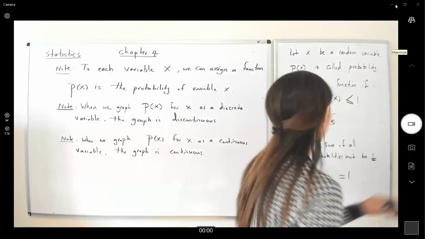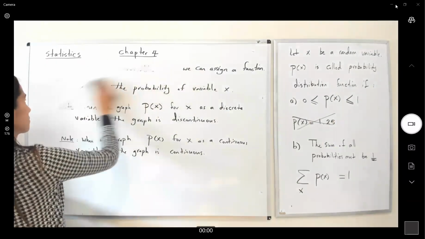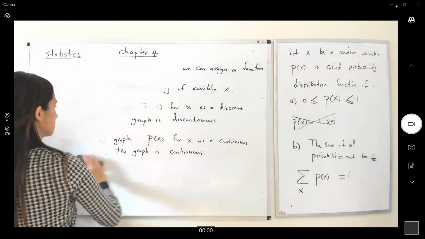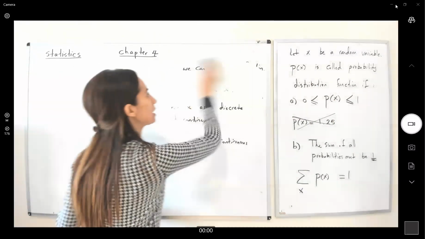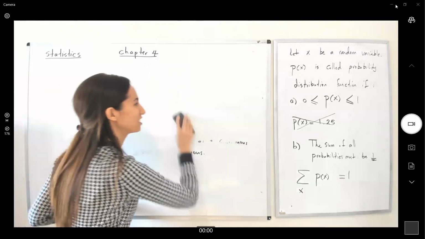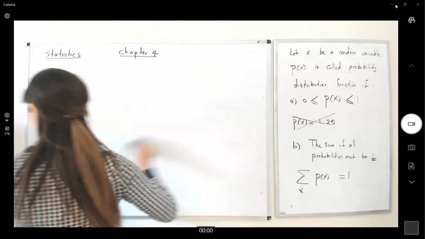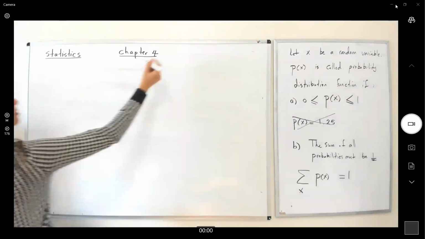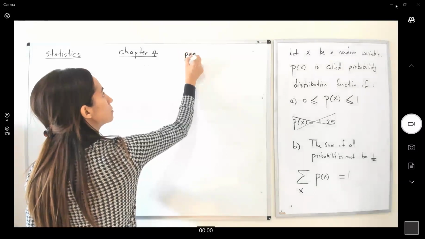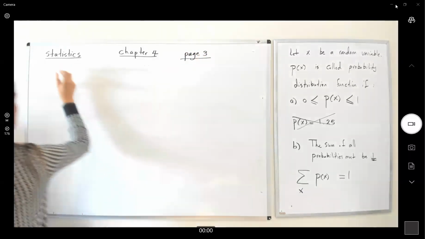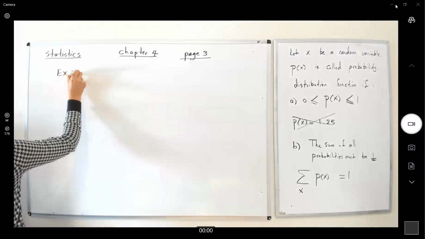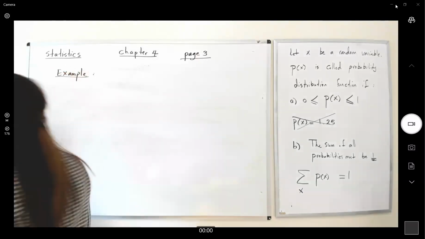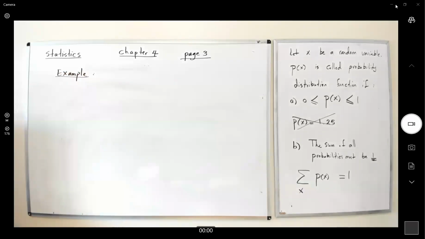Well, on page 3, we have an example. A table is given to you. Let us read this example, then go over the solution together.